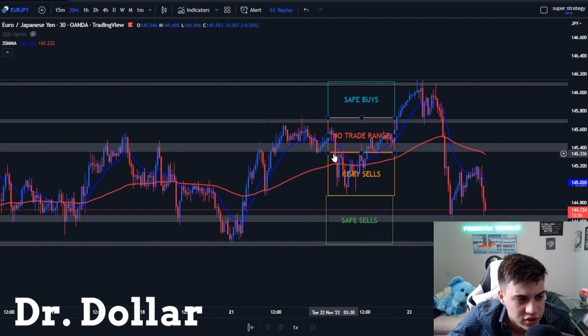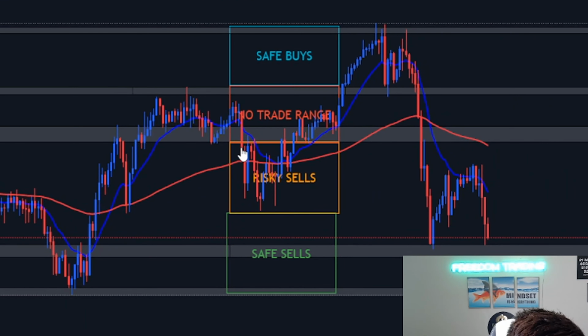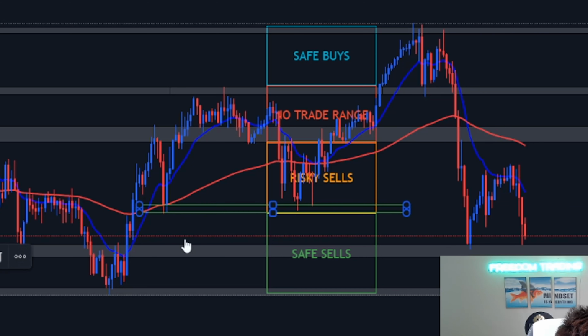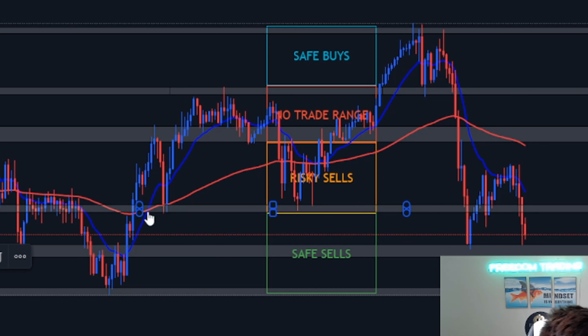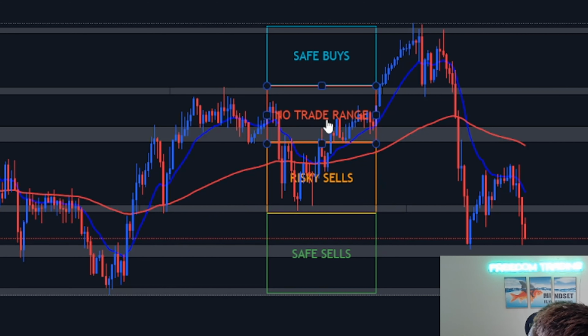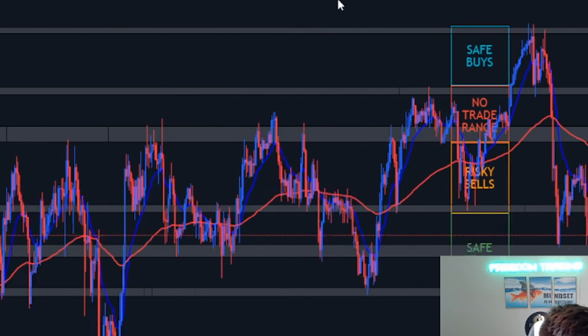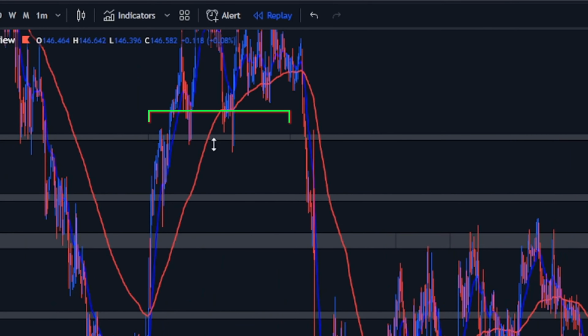So you guys would have executed your sells once you started to break into that risky sell level to continue down. Once we start to tap into the safe sell level, you want to take some profit there because price most likely has a rejection to the left side, which is right over here. That rejection shows you, hey, that's probably a good take profit level. Then price comes back up into our no trade range, meaning we don't do anything, and we wait for the safe buys. The safe buys played out beautifully with confirmation right there. You execute your trade and take it to the next zone, which would have been that next area there.